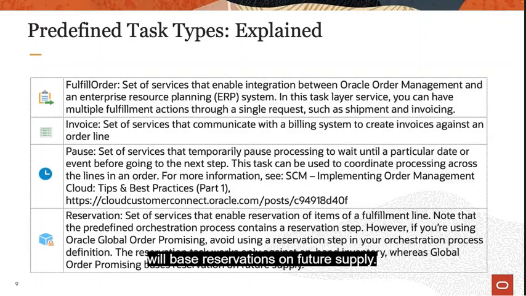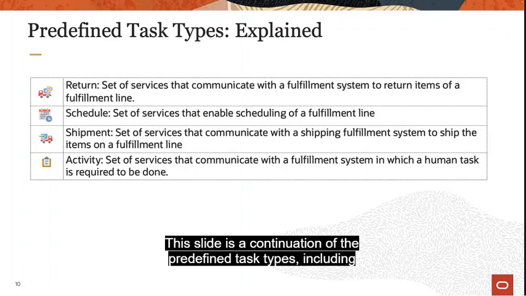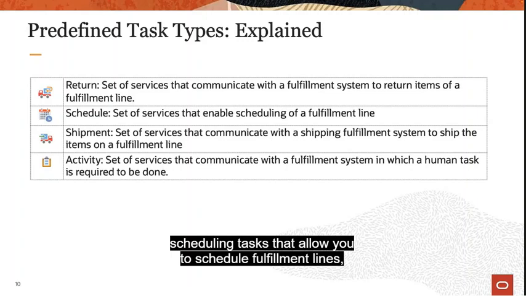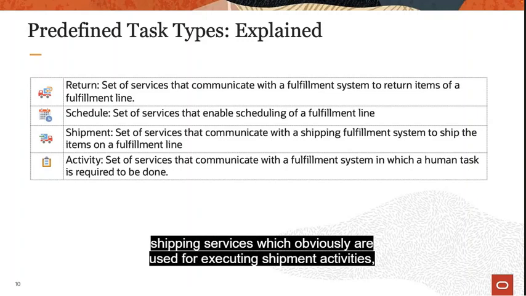This slide is a continuation of the predefined task types, including things such as returns for working with return lines, scheduling tasks that allow you to schedule fulfillment lines, shipment services, which obviously are used for executing shipment activities, and also a general task type of activity.